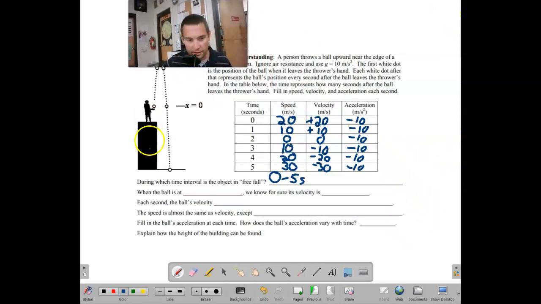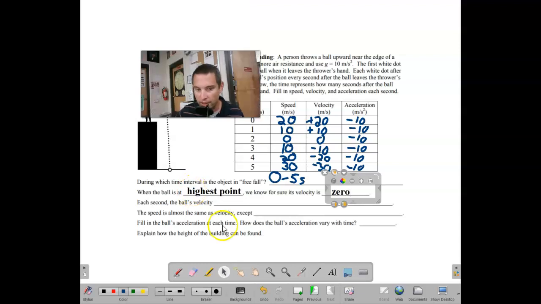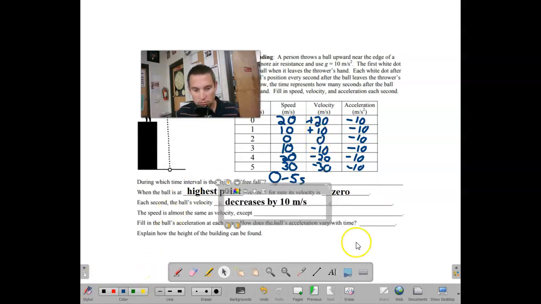When the ball is at the highest point, what do we know for sure about the velocity? Sorry for the crude editing, but when the ball is at the highest point, we know for sure the velocity is 0. It stops at the very top for a very brief moment. Every second, the ball's velocity decreases by 10 meters per second. Right? So even though we pass 0 and we're getting bigger negative numbers, that still indicates that the velocity is decreasing because we're taking into account that negative.